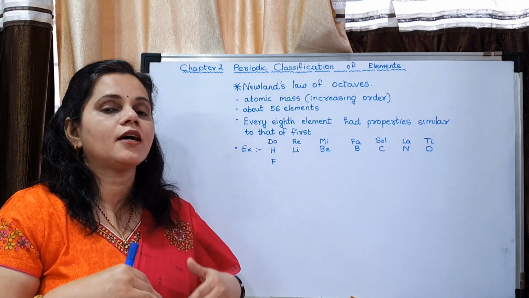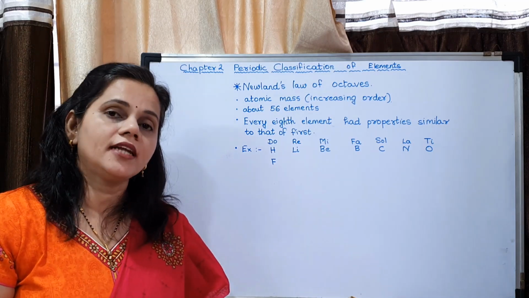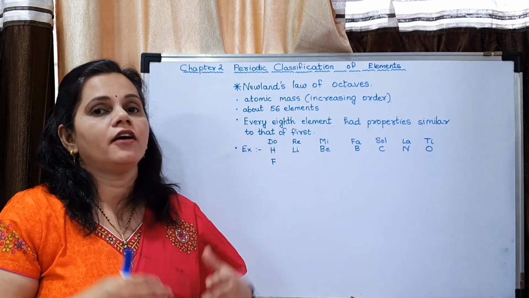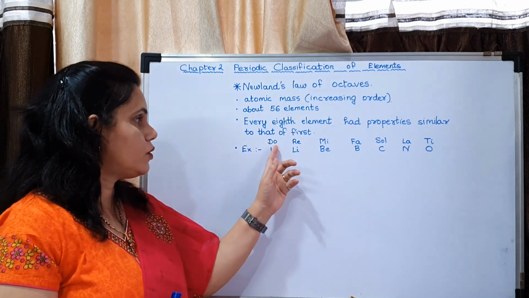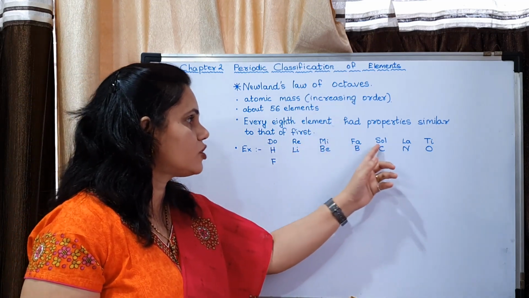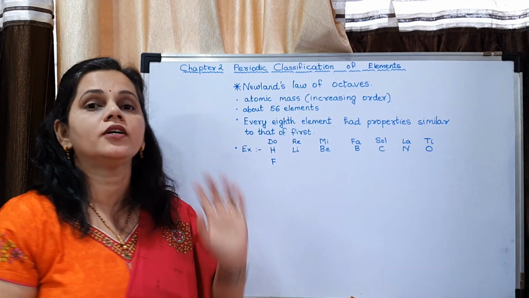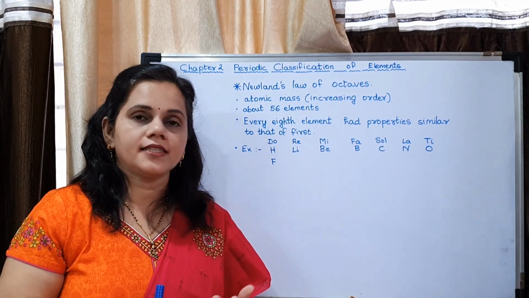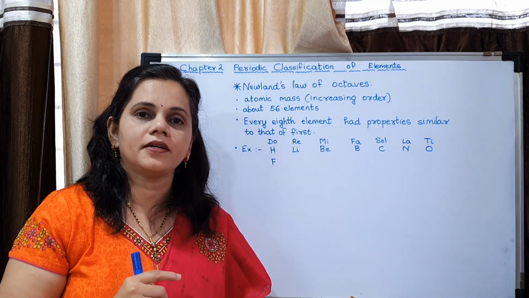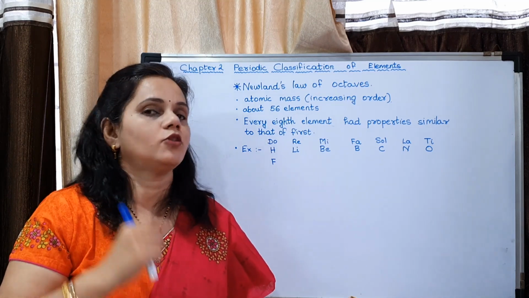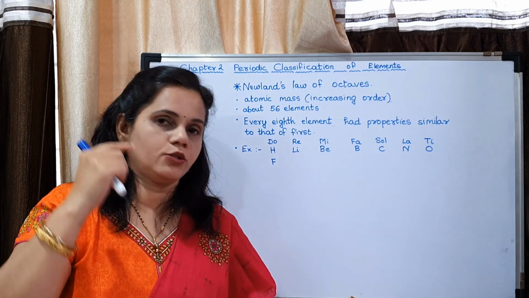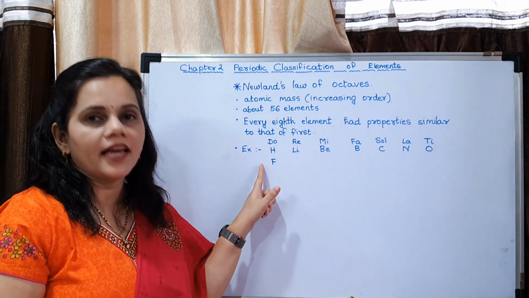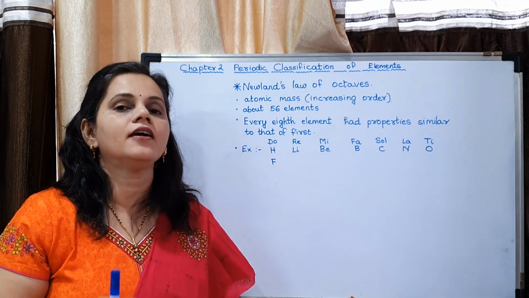Okay, he compared this to the octaves in music. In English music we have do, re, mi, fa, sol, la, ti, do. In Indian music, it is sa, re, ga, ma, pa, dha, ni, sa. The first is sa, the last one is also sa. Similarly, the first and the eighth have similar properties.